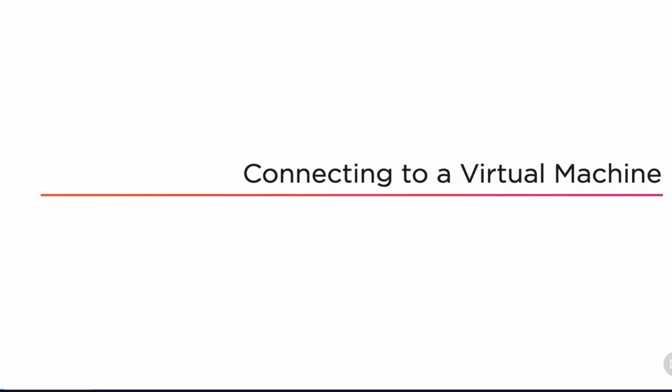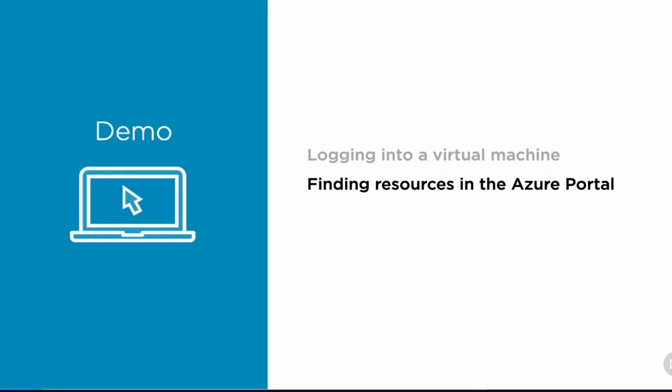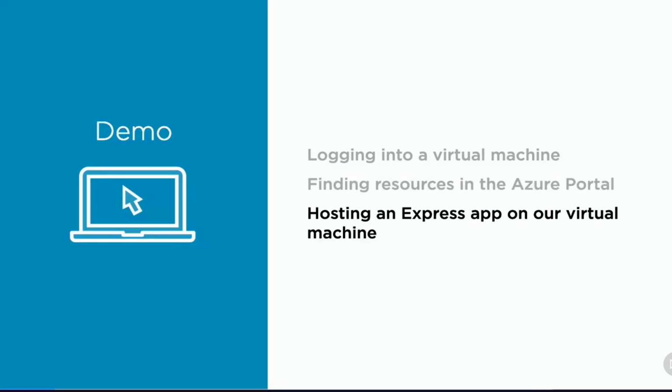So in the last clip, we walked through the process of actually starting the deployment of a virtual machine on Azure. And here within this clip, we're going to connect to that virtual machine and begin to actually work in it. So here's what we're going to do. First, we will log into that virtual machine, as I mentioned. We will also review how you find the resources that you've launched within the Azure portal. And then we'll look at how, in a very quick way, we simply host an Express app on our virtual machine and make it available over the web.